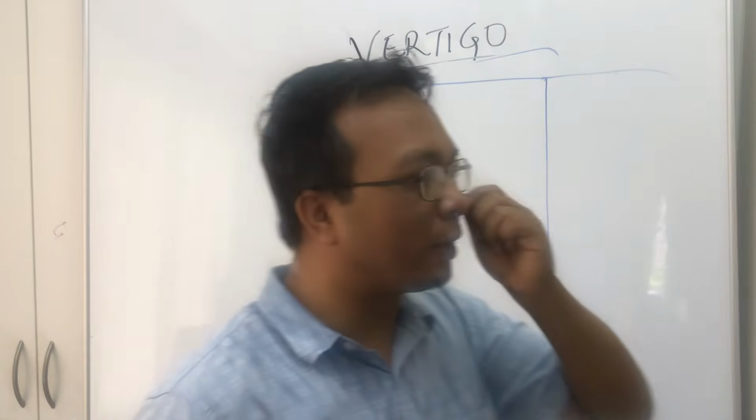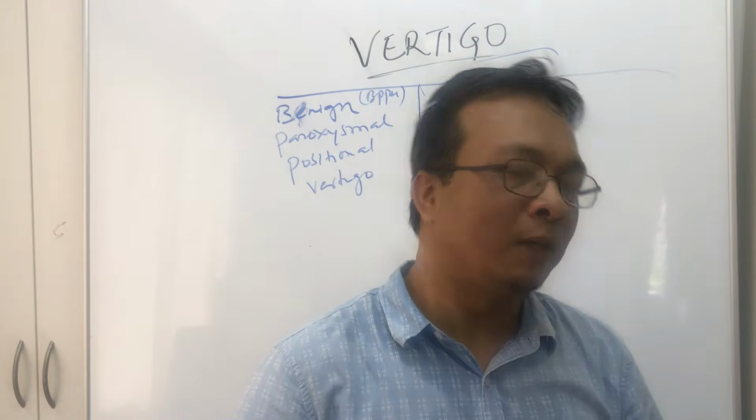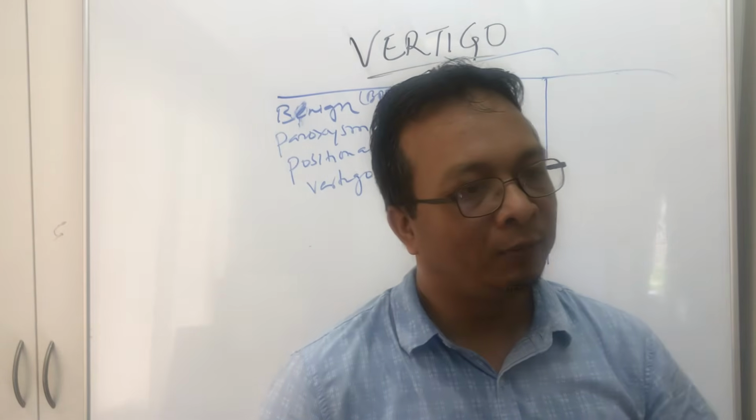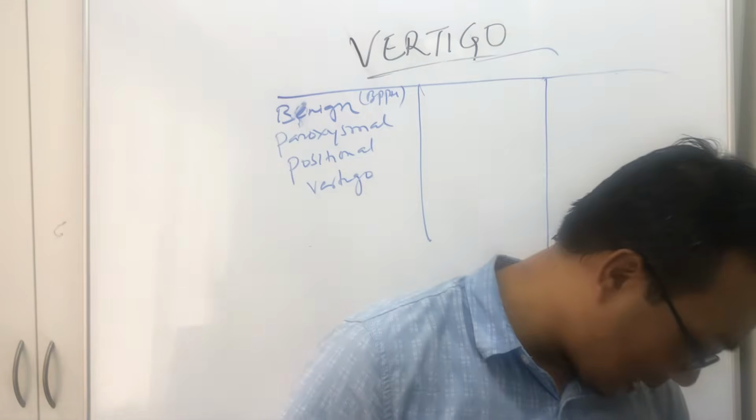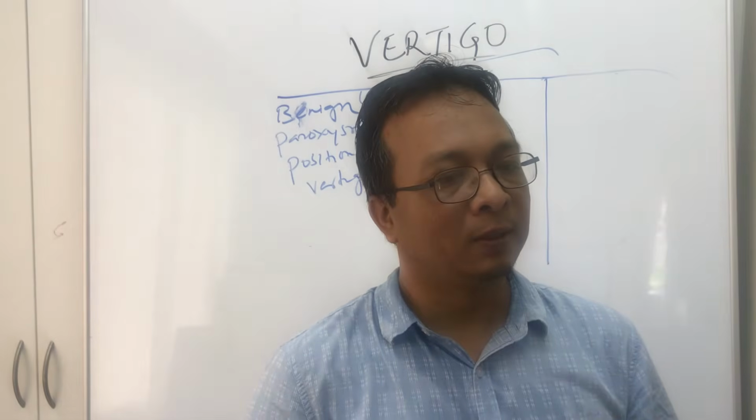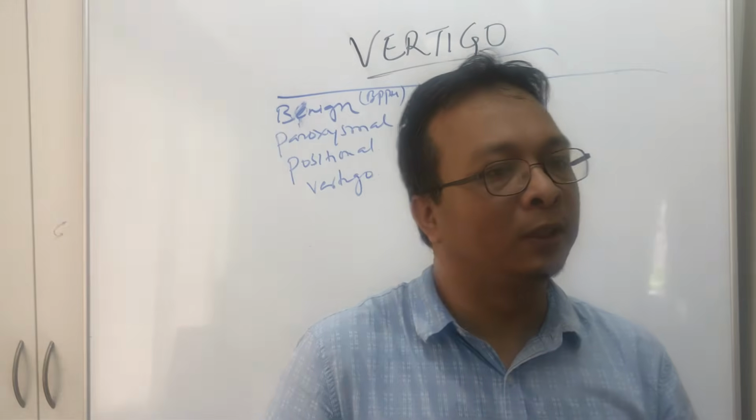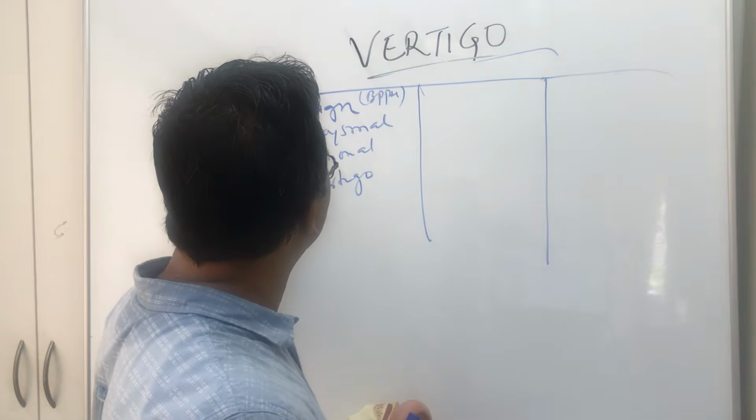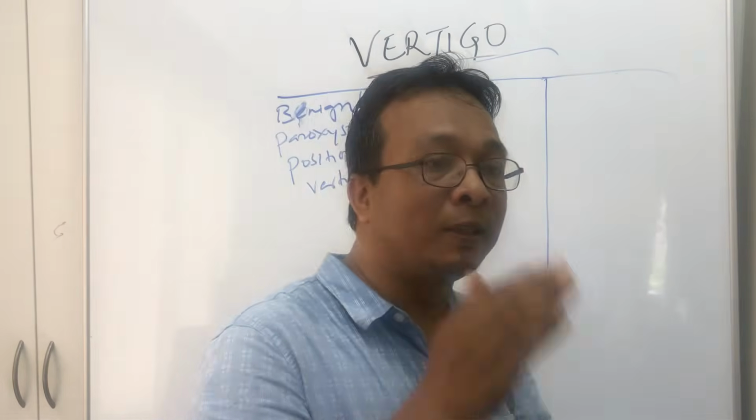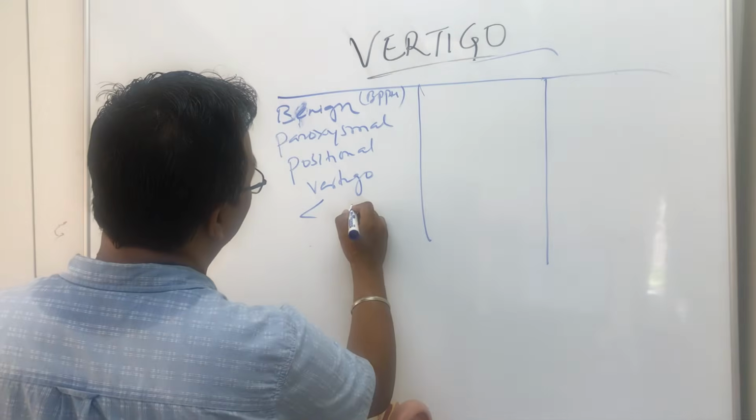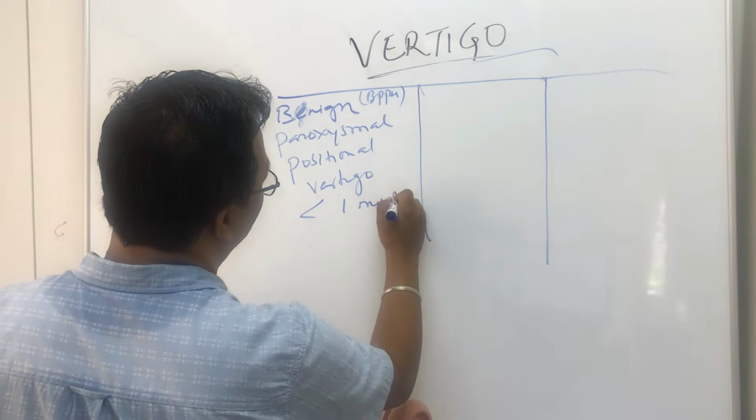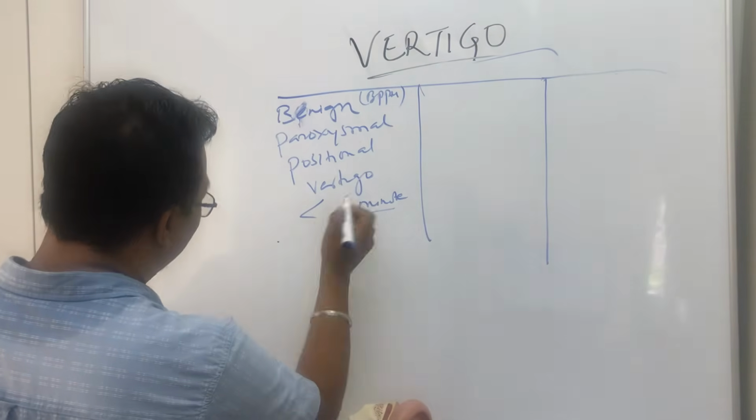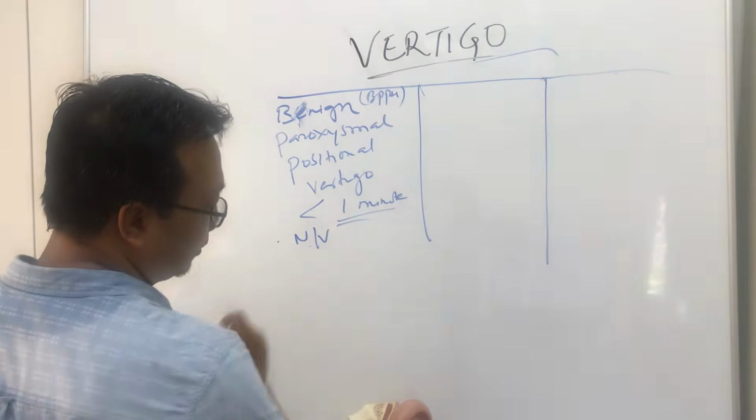This is the type of vertigo where patients say, whenever I move my head, I feel giddy, I feel dizzy. Sometimes while sleeping, I suddenly change my position, I feel dizziness. Sometimes I just move my head from up to down, I feel giddiness. Sometimes I just try to tie my shoelace, I feel dizzy. In benign paroxysmal positional vertigo, the vertigo lasts for less than a minute, usually 20 to 45 seconds. Sometimes it is associated with nausea and vomiting.